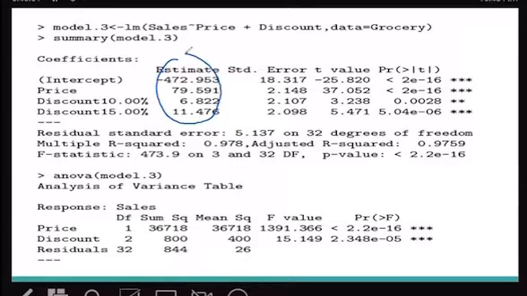But let me tell you this. In the intercept, you can see there is 10%, 15% discount. Where is 5%? The 5% is nested in the intercept. That's why it's not showing, right?